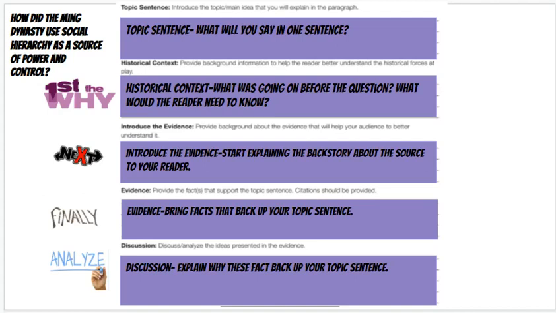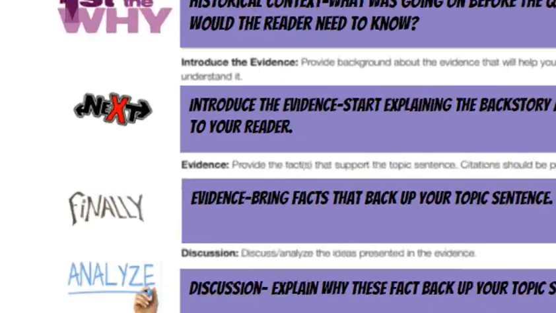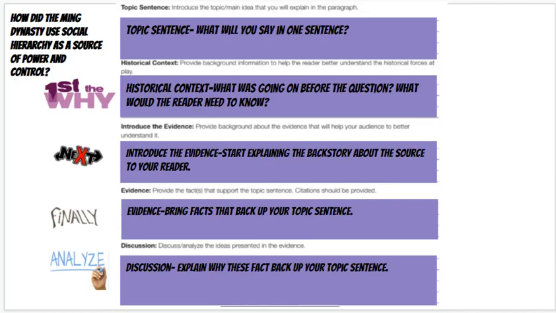You're going to start explaining the backstory. It says provide backstory about the source to your reader, meaning what was going on before that the reader needs to know. And finally, you're going to actually bring in your evidence. You're going to bring in your information from your source. You're going to bring in the facts that back up your topic sentence, and you're going to cite it.